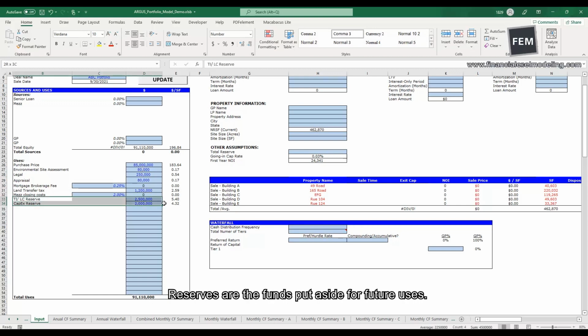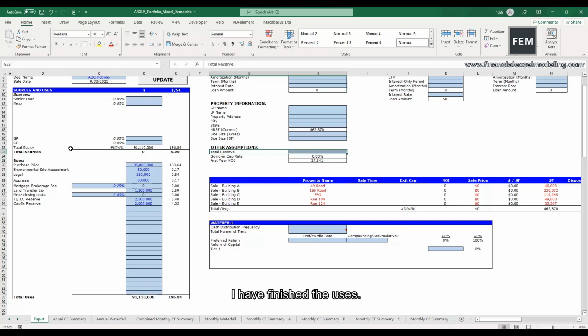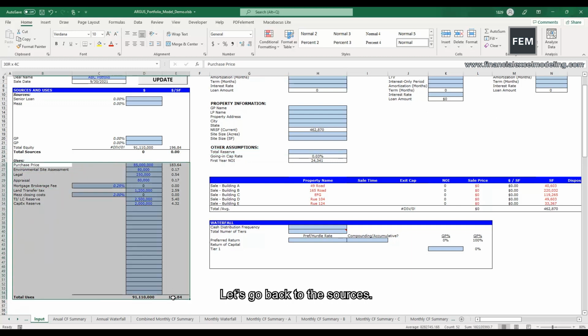Reserves are the funds put aside for future uses. This topic will be covered in detail in the other assumptions section. I have finished the uses. Let's go back to the sources.